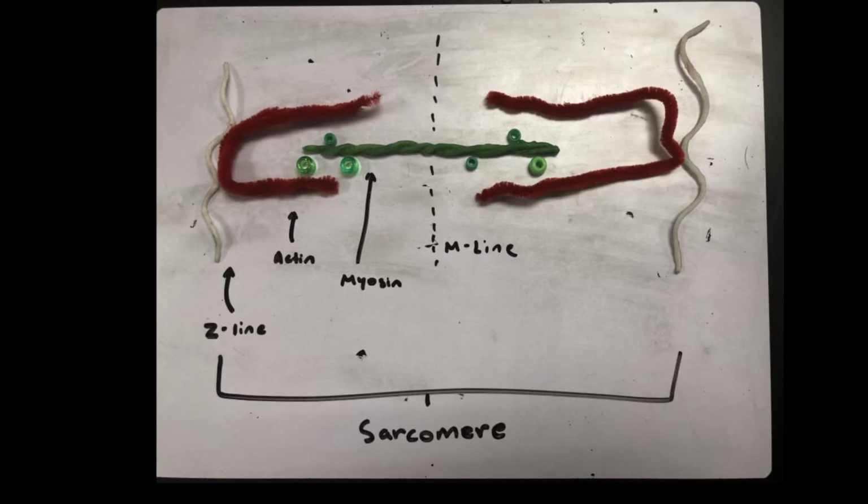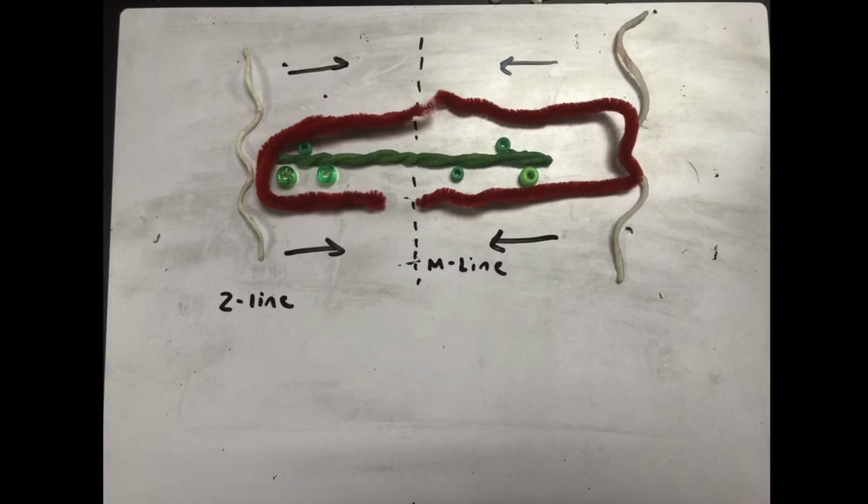The process just described is happening in multiple layers, all in many different sarcomeres. Here is one layer of a sarcomere. As the myosin heads continue to pull the actin closer to the M line, the sarcomere begins to shorten.